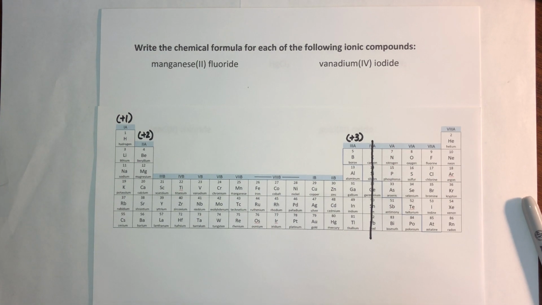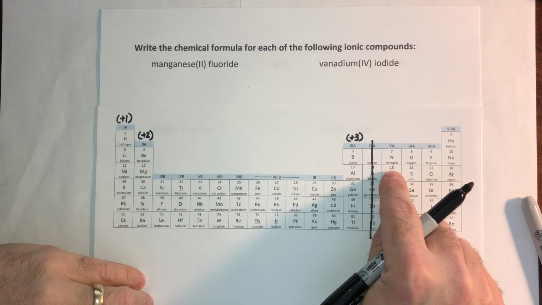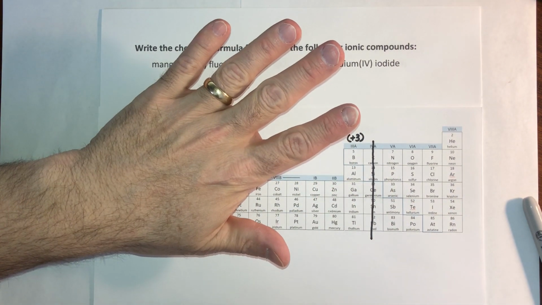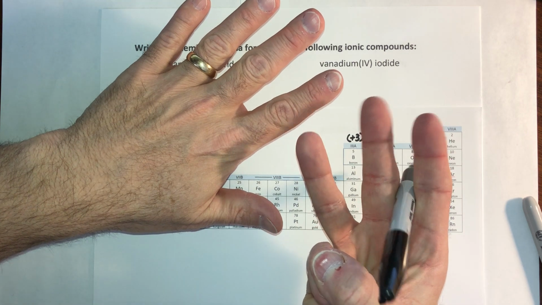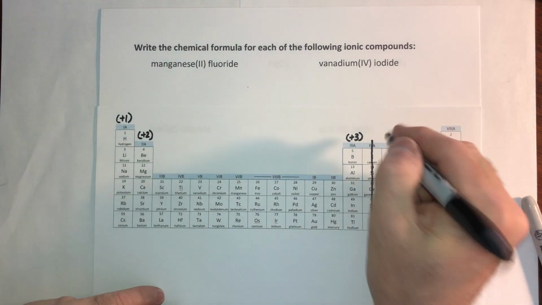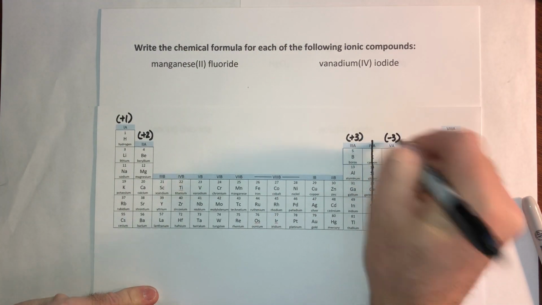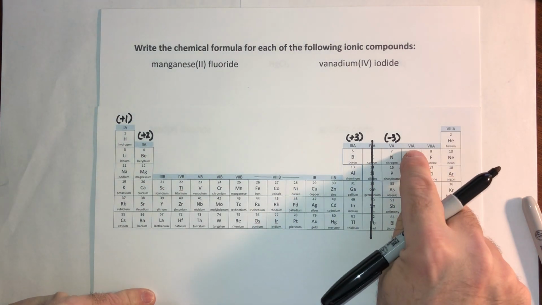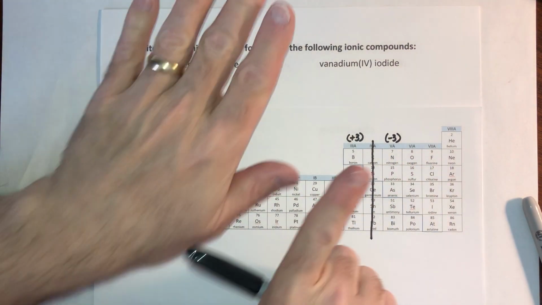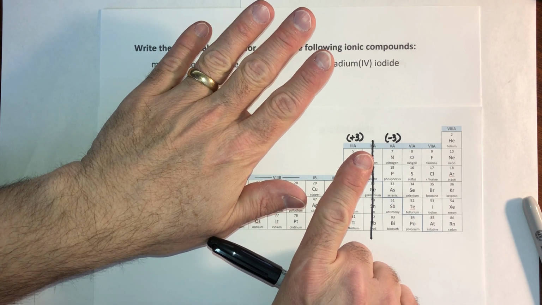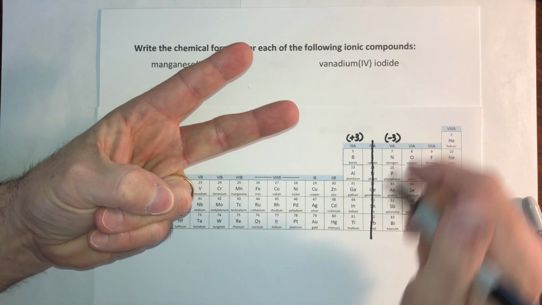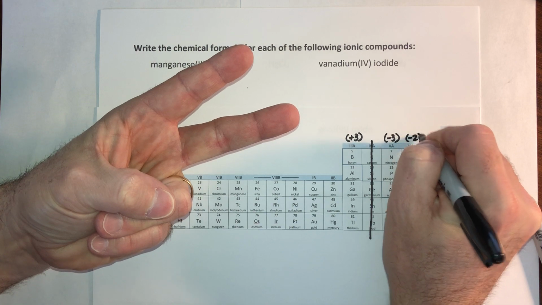Group number 4 does not like to do ions, so we're just going to cross that one out for this video. When you get up to group number 5, you've got 5 valence electrons, you'd really like to have 8. So if you gain 3 more electrons, you're gaining 3 negative charges. That's a -3. If you're in group number 6, you've got 6 valence electrons. You'd really like to have 8, so you have to gain 2 more. If you gain 2 electrons, that's a -2.